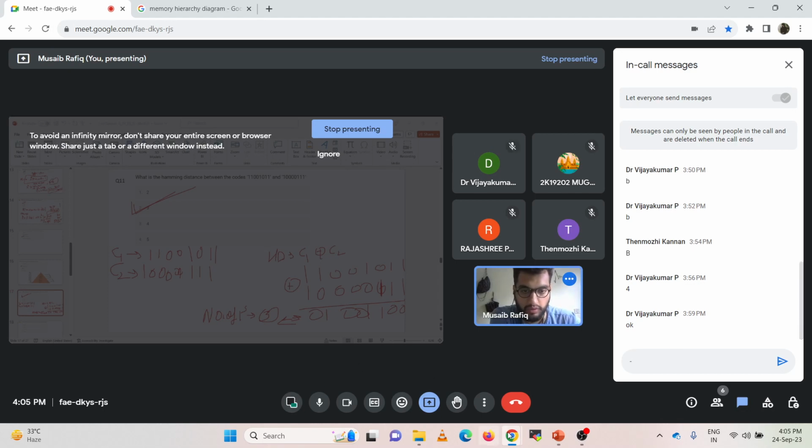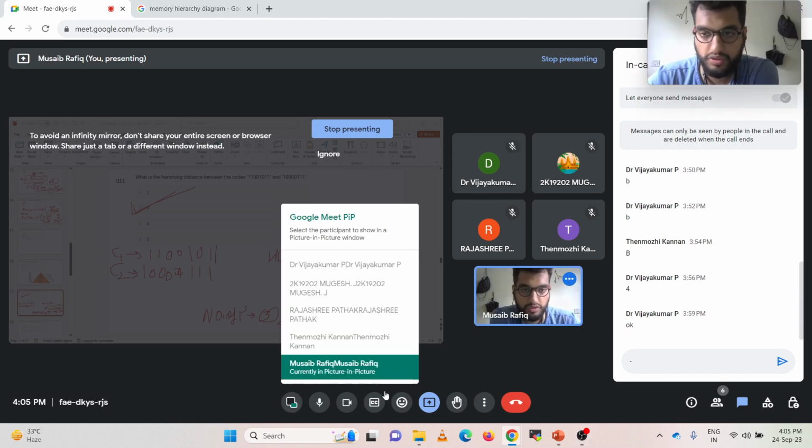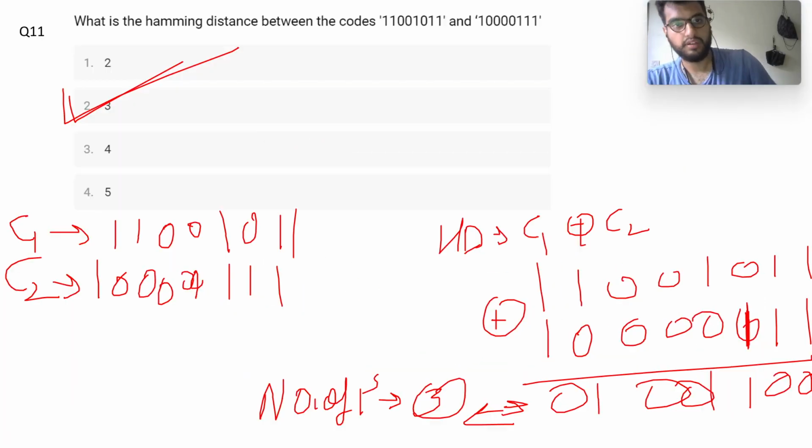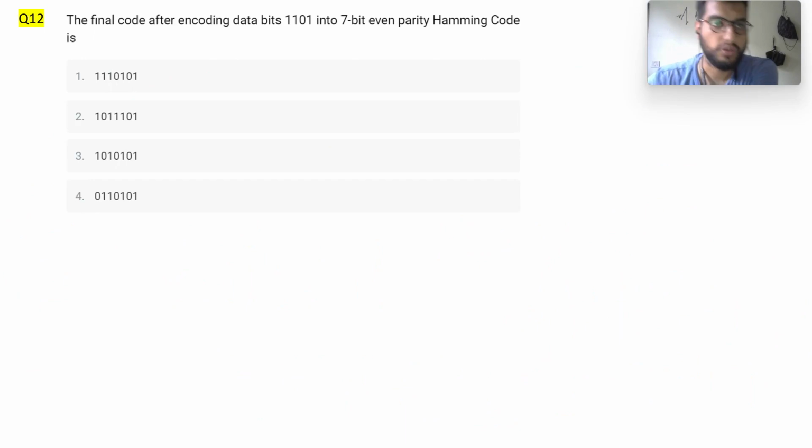So now let's move forward to question number 12. I would like you guys to do it first. It's based on the previous questions that we did. It says the final code after encoding data bits 1101 into 7-bit even parity Hamming code is. So you need to find the 7-bit even parity Hamming code for data word 1101.